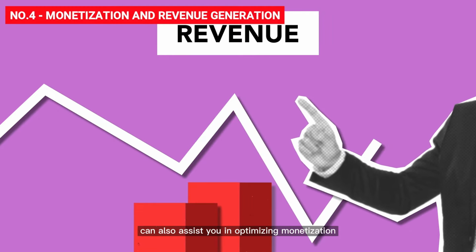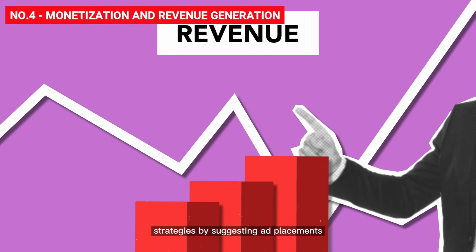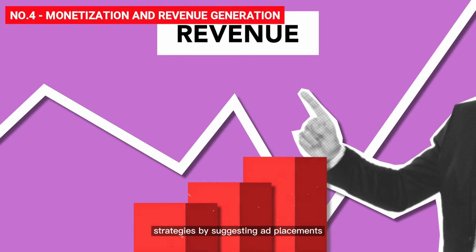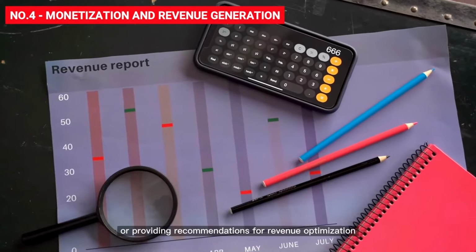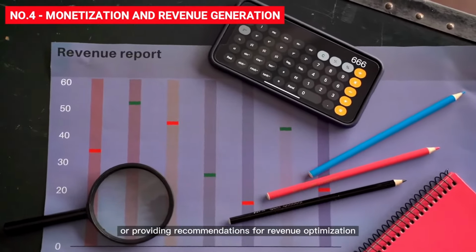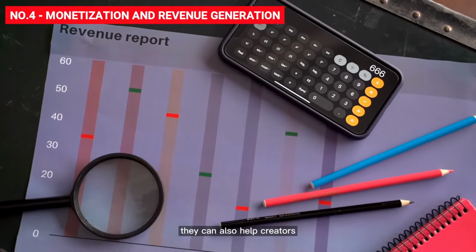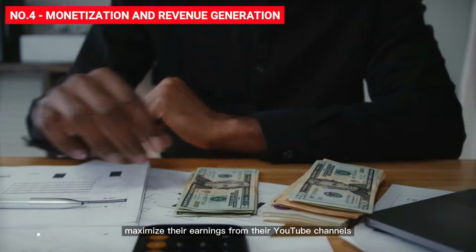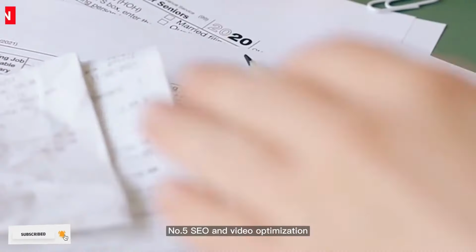Automation tools can also assist you in optimizing monetization strategies by suggesting ad placements, managing ad formats, or providing recommendations for revenue optimization. They can also help creators maximize their earnings from their YouTube channels. Number 5, SEO and video optimization.